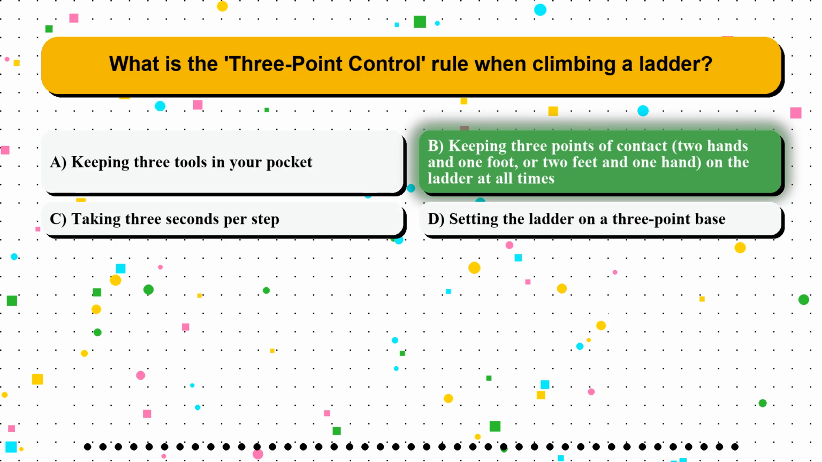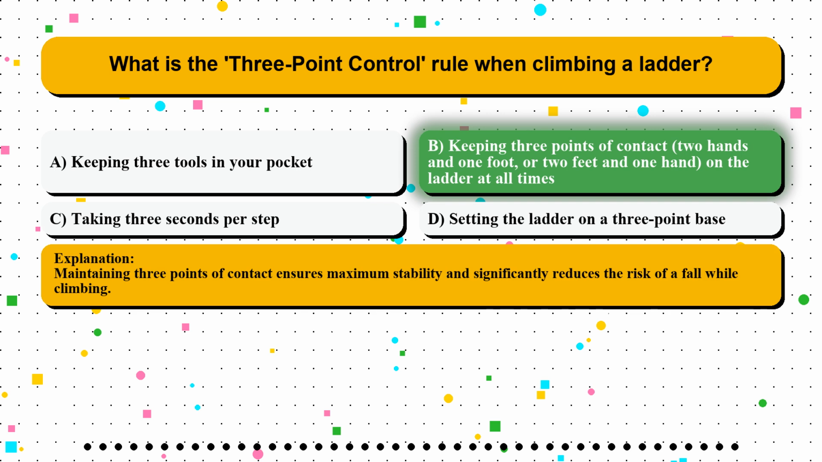The correct answer is option B, keeping 3 points of contact, 2 hands and 1 foot, or 2 feet and 1 hand, on the ladder at all times. Maintaining 3 points of contact ensures maximum stability and significantly reduces the risk of a fall while climbing.